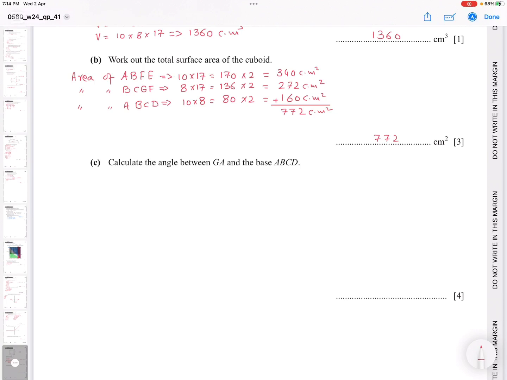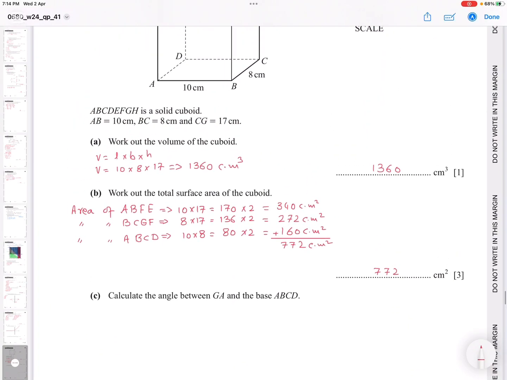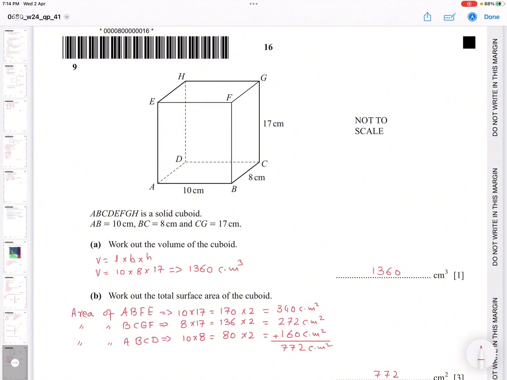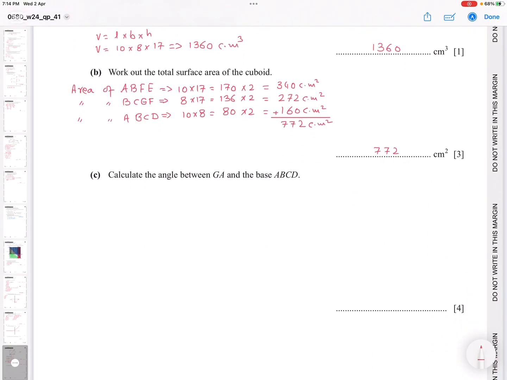Now part C, calculate the angle between GA and the base ABCD. GA and the base ABCD. This angle. So first find AC by using the Pythagoras theorem. So AC would be equal to square of 10 plus square of 8, whole under root. This is Pythagoras theorem, and this is 12.81.